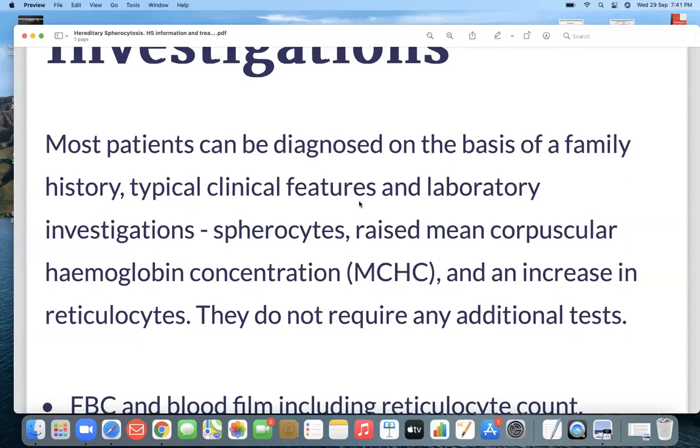Okay, so CBC is showing anemia, and blood film is showing spherocytes with increased reticulocytes. This will give you the diagnosis, and even the raised MCHC. This we will get in the CBC only, right? The MCHC value we normally get in the CBC itself. So this we will keep as basic.